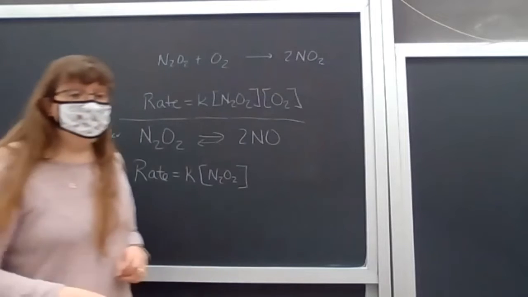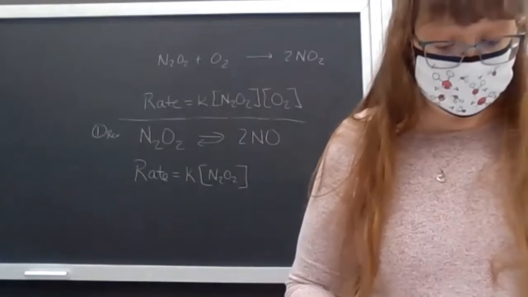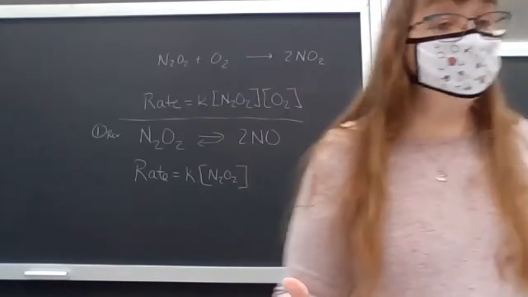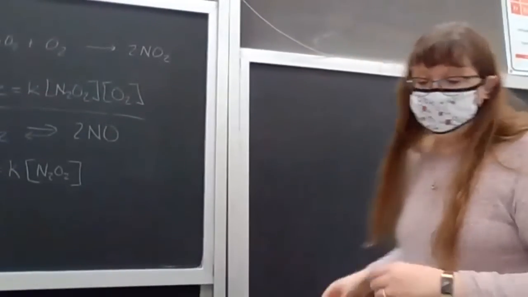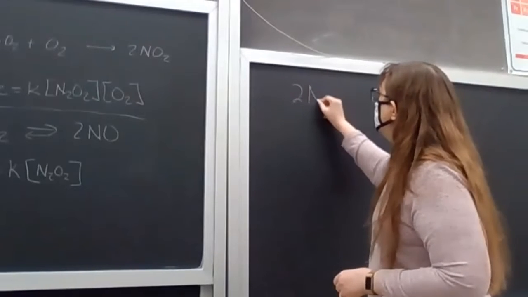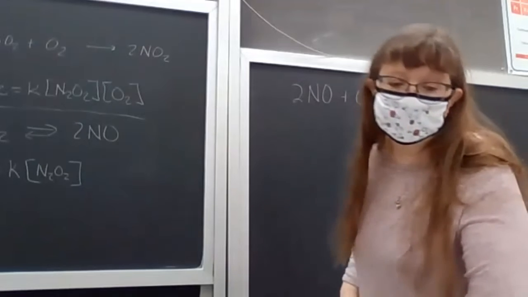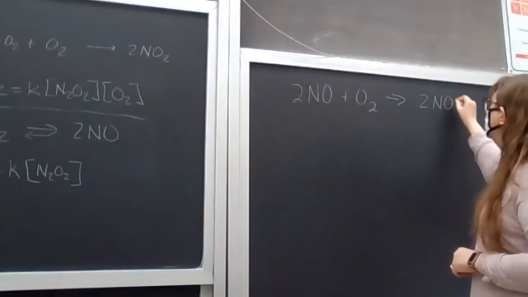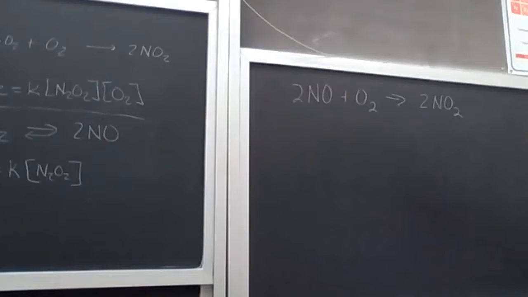All right, so then later on it says, well, what if instead of this happening in 2 steps, what if it all just happens in 1 step? So if you look at question 10, it says, let's propose this mechanism where we just have these 3 molecules all coming together. Okay, so that's where we have 2 NO plus O2 gives us 2 NO2. Okay, so this is a what if. So the first part of this is how would we write the rate law?